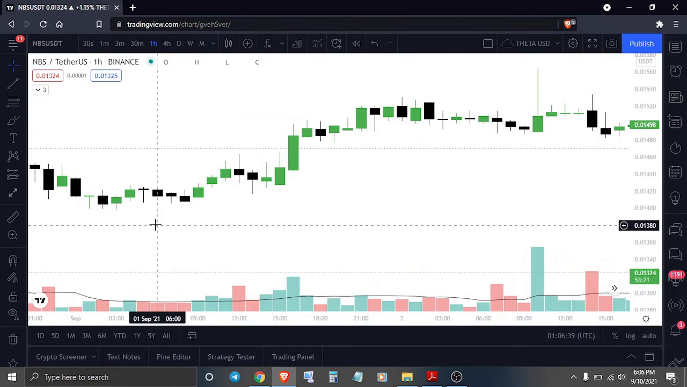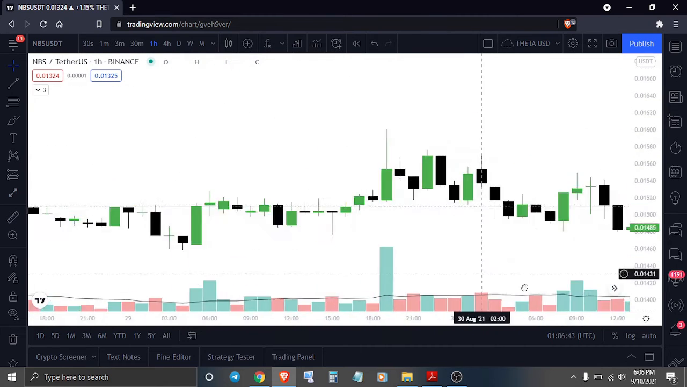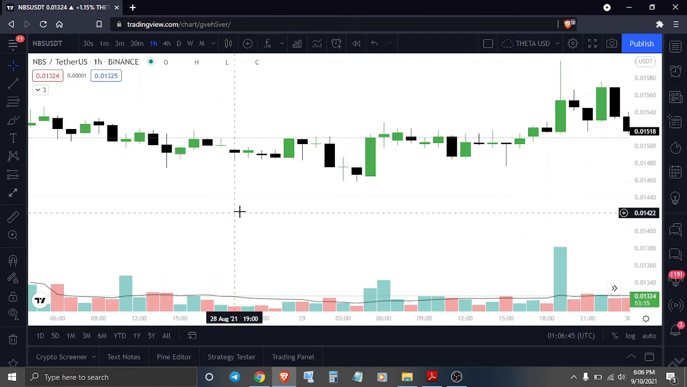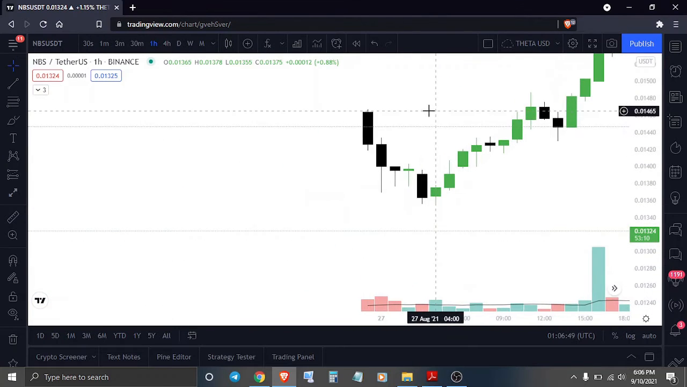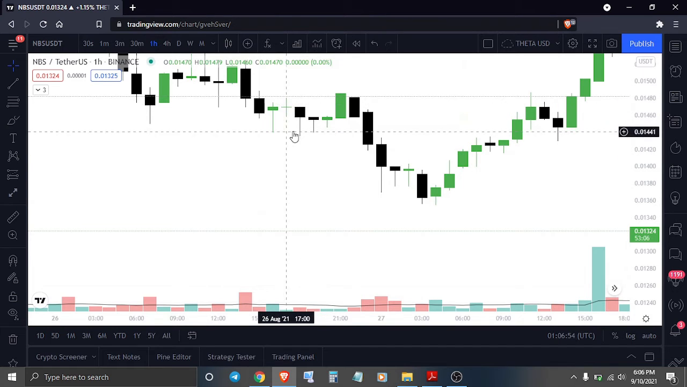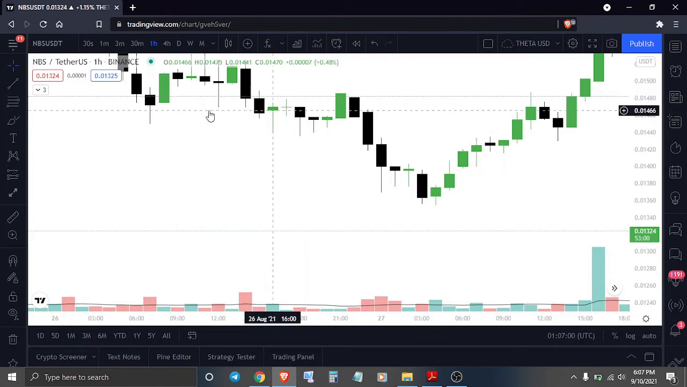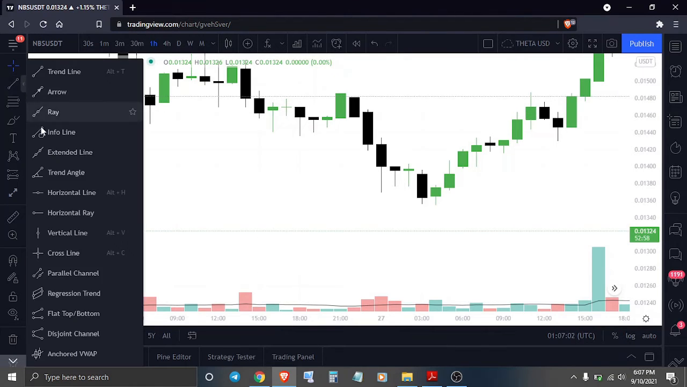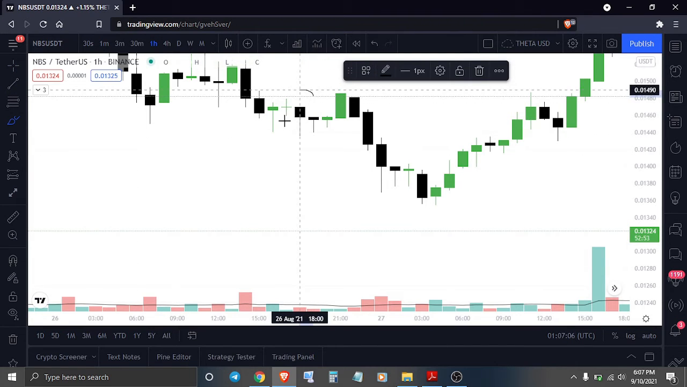So a hammerhead candlestick is basically a candlestick that has a large tail. See a pretty example here. It has a large tail with just a huge body at the head here. This is called a hammerhead candlestick.